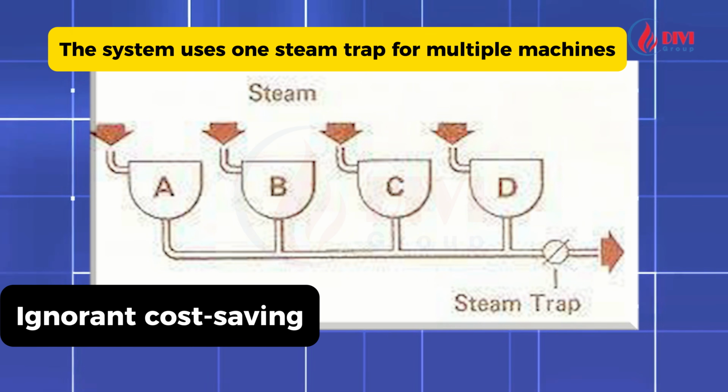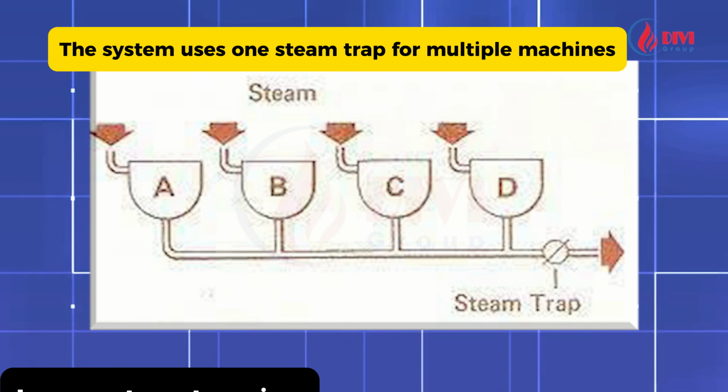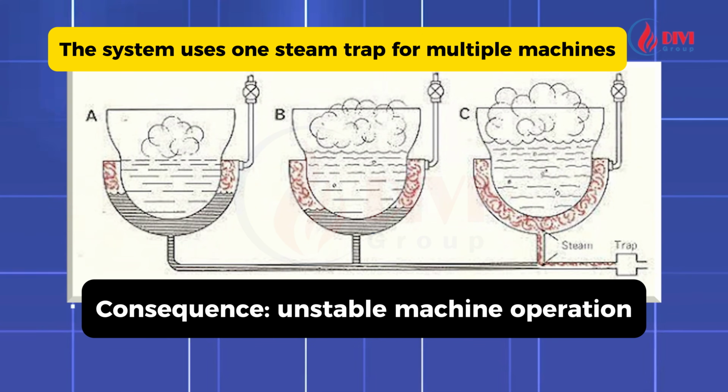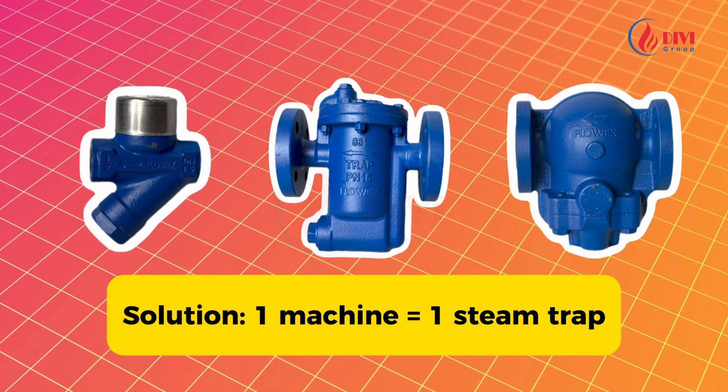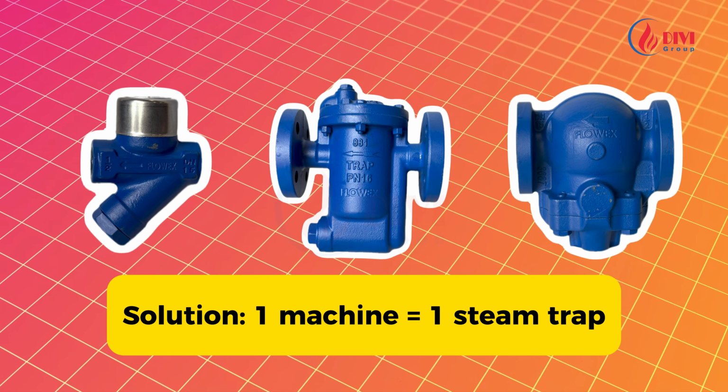With a shared steam trap, some machines drain well, while others don't. That's why each machine must have its own trap. Don't repeat the mistake I once made. If your machines are unstable, this may be the reason. Remember, each machine needs its own steam trap.